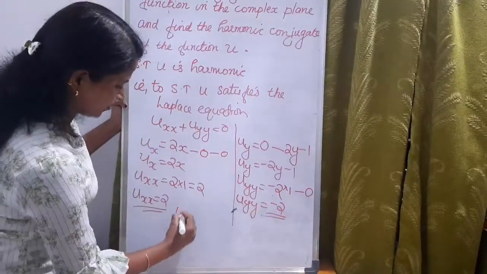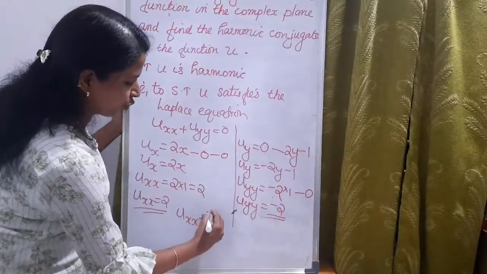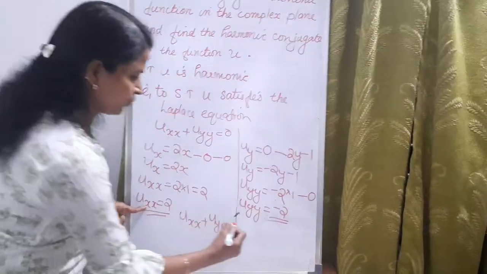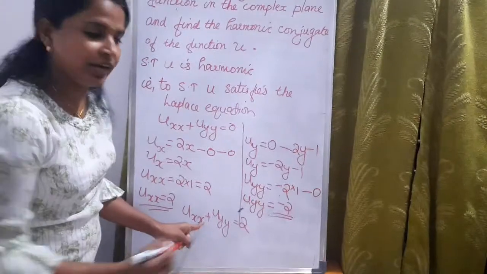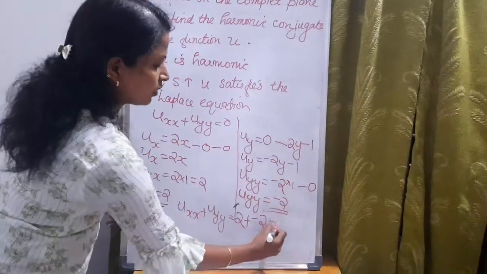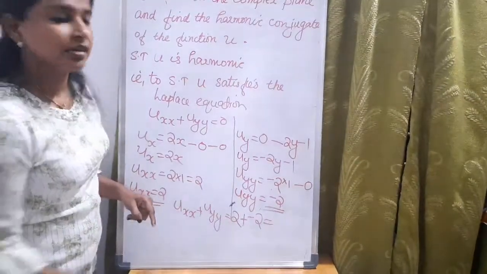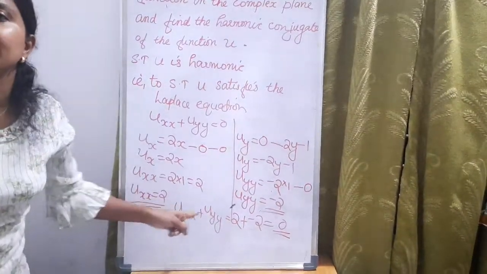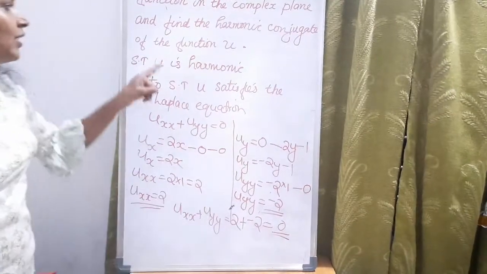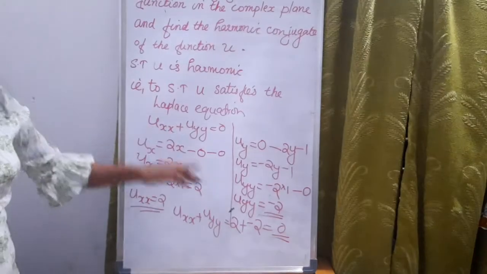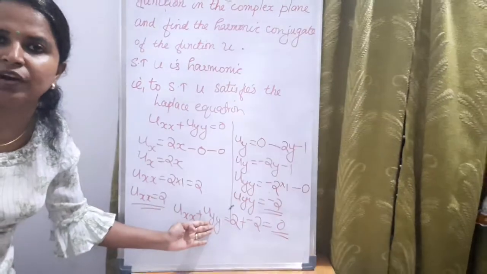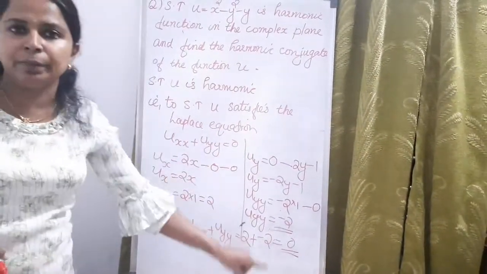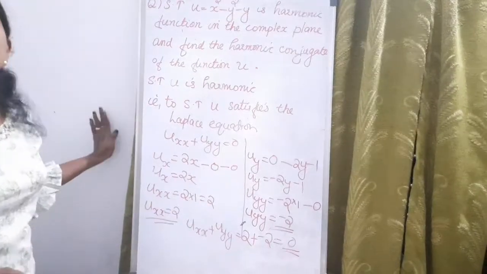So we calculate uxx plus uyy. What is uxx? 2. What is uyy? Minus 2. 2 minus 2 is 0. We get uxx plus uyy equal to 0. That satisfies the Laplace equation. uxx plus uyy equal to 0 is the Laplace equation. So this u satisfies the Laplace equation, which means u is harmonic.